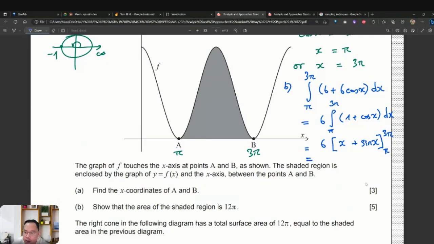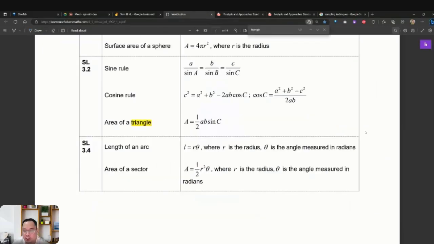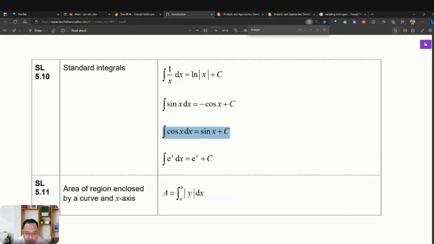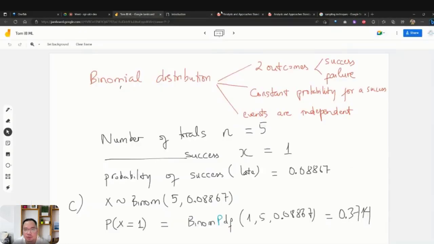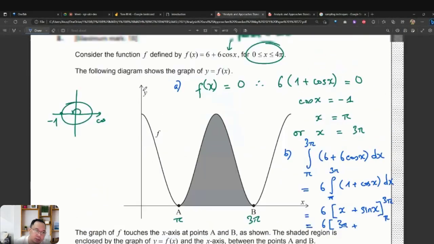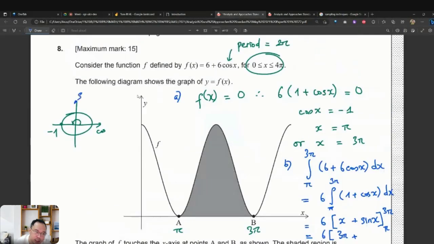Integration of cosine is the sine. You can check that with the formula. Okay, plugging into it, 6 times 3 pi minus sine of 3 pi. Again, the unit circle. The sine is the vertical axis, and therefore 3 pi, 1 pi is this point, 2 pi is this point, 3 pi is this point. The sine of 3 pi will be 0.